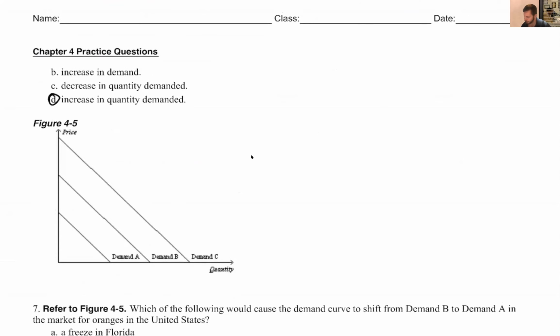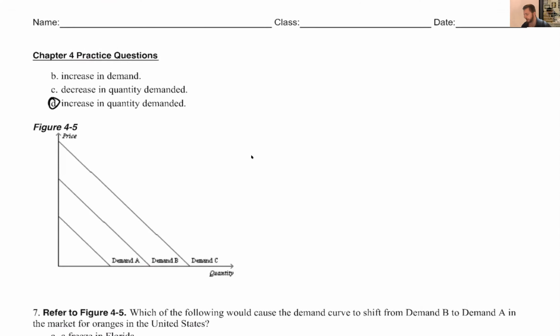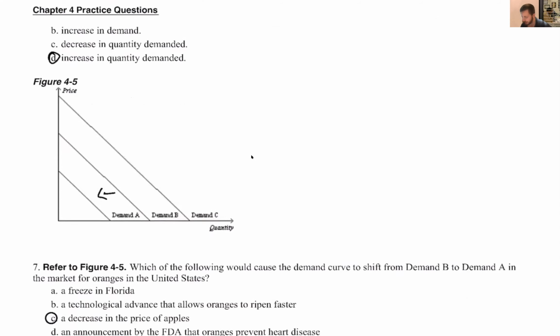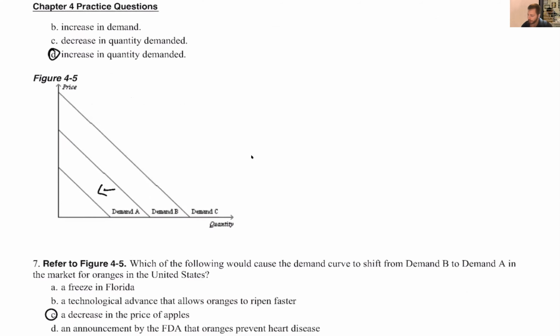Now, figure 4.5, which of the following would cause the demand curve to shift from demand B to demand A? This is a decrease in demand, not in quantity demanded. So we're looking at scenarios that would make demand B decrease. If the answer choice has something like the price of the own good falls, that would be wrong, following the earlier principle about the difference between demand and quantity demanded. A freeze in Florida: why is that not the case? Because that would affect the supply. If you want oranges, you don't care what happens in Florida, you'll buy them regardless.